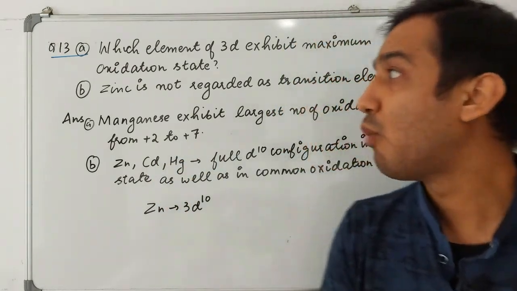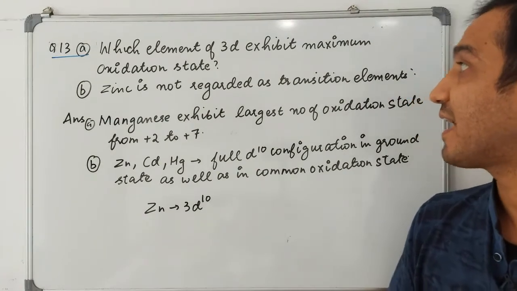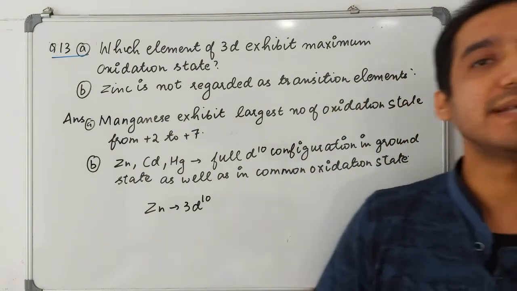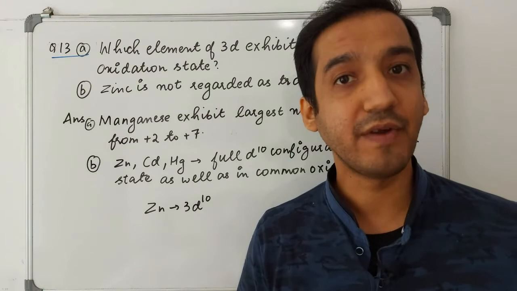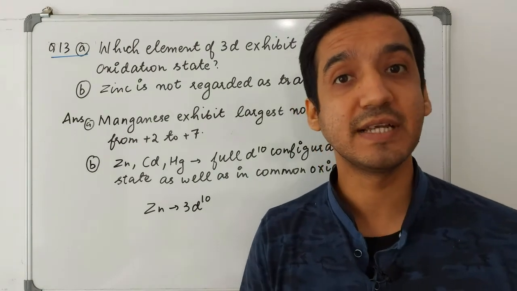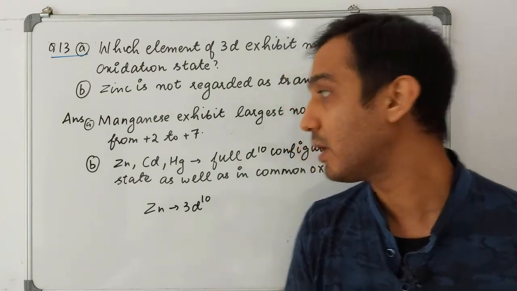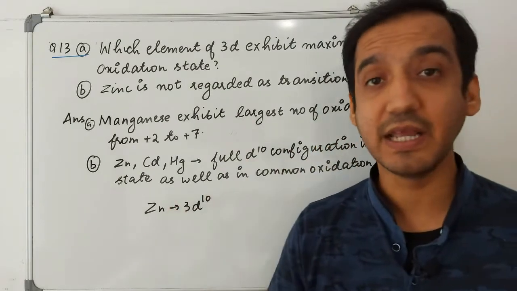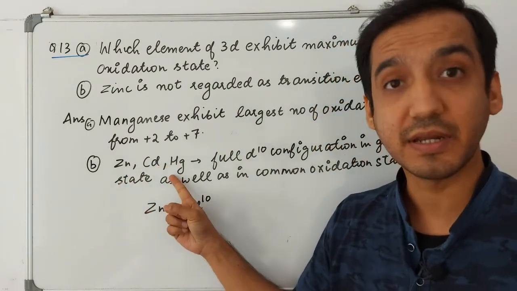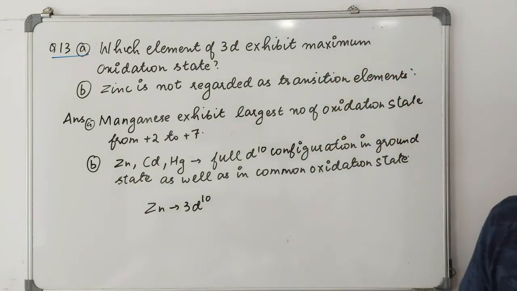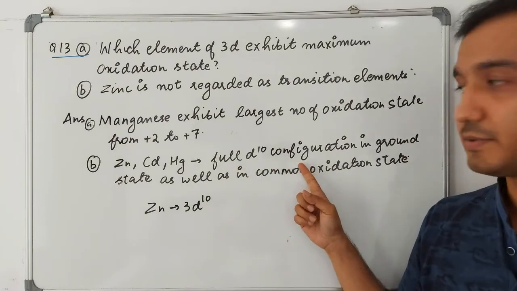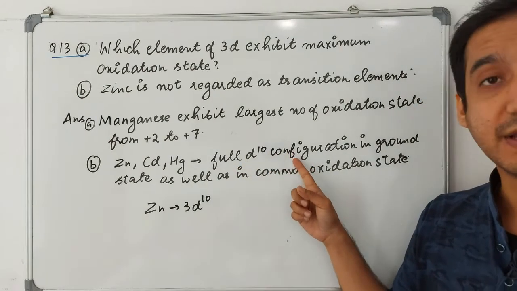Next question is, why is zinc not considered as a transition element? Zinc is part of the d block, but we do not consider zinc as a transition element. So remember, there are 3 elements in the d block, which are zinc, cadmium and mercury. All these 3 elements have fully filled d orbitals. Okay, so they have d10 configuration.